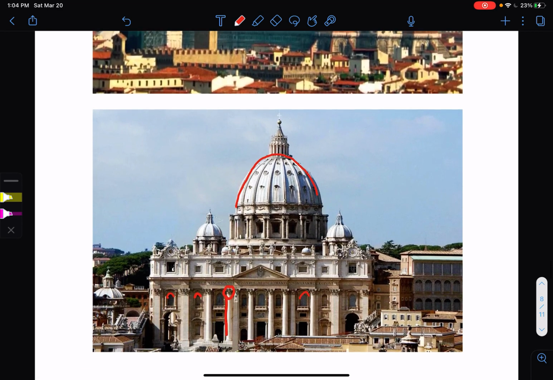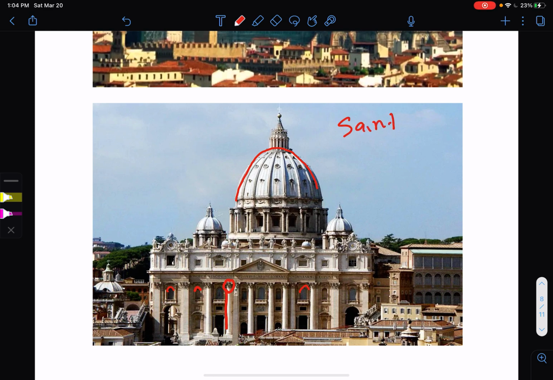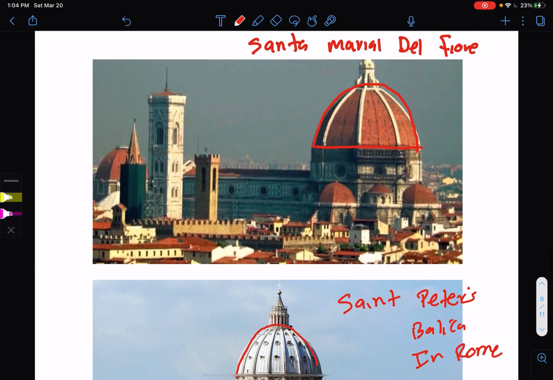Santa Maria del Fiore and Saint Peter's Basilica. This one is located in Rome, and this one is located in Florence.